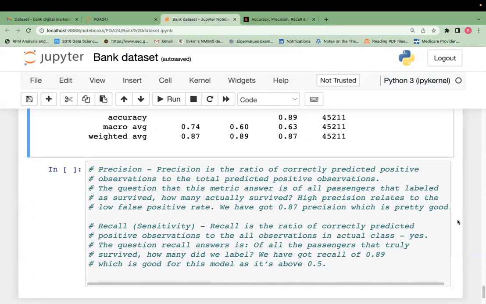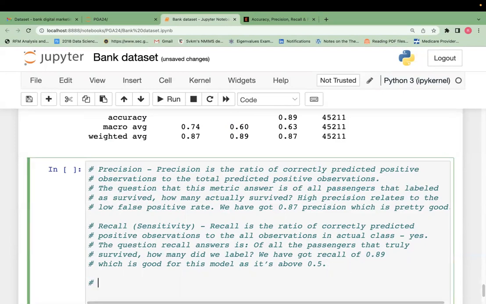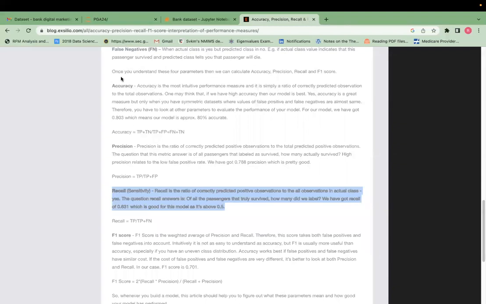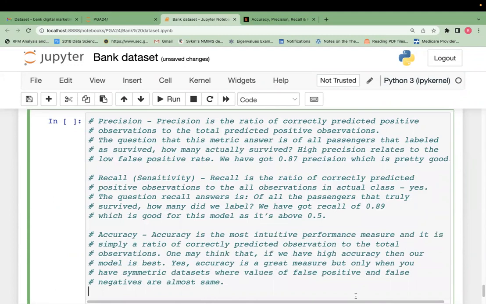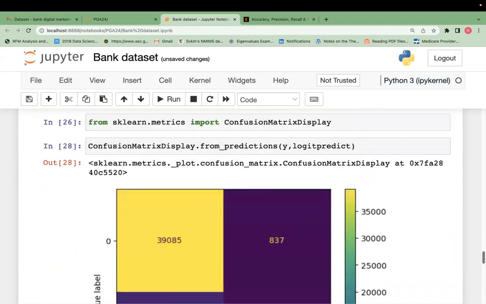So if you are looking at these formulas, precision, recall. Now, the important metric is accuracy. What is accuracy? Correctly predicted observations to the total. Accuracy is a good metric as long as your false negatives and false positives are closer to one another. As long as they are close, accuracy is the best metric. But if there is a difference between them, like in our case, there's a huge difference between false negatives and false positives.